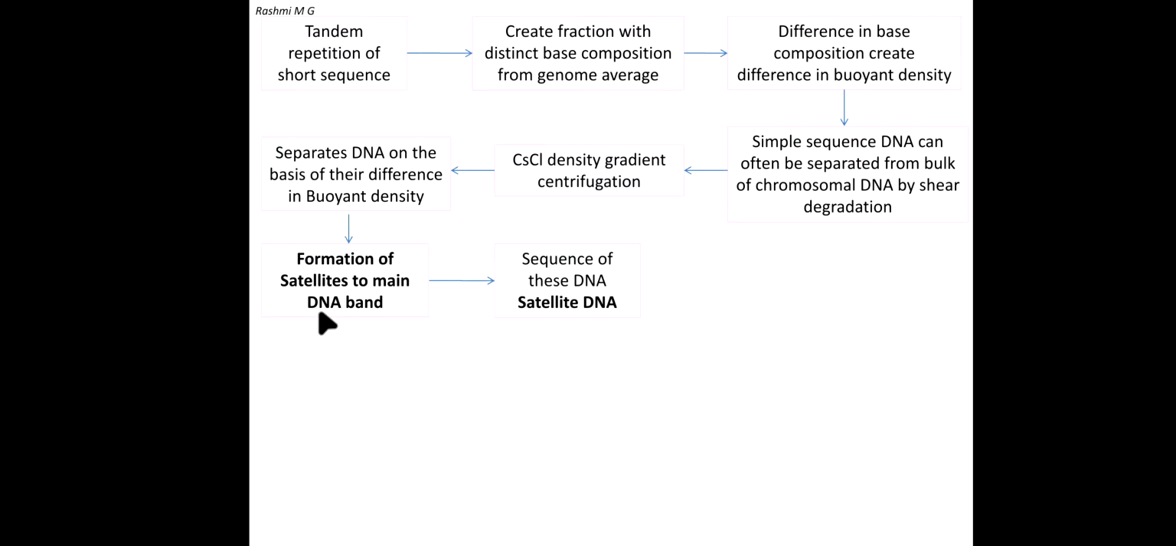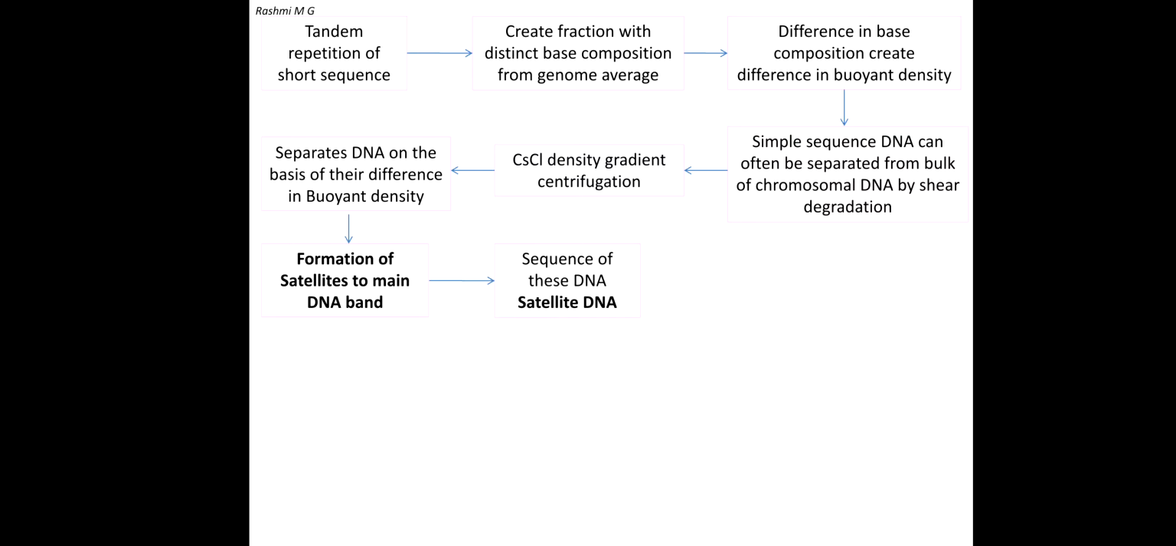Formation of satellites to the main DNA band. The sequence of this DNA is called satellite DNA. So what does this refer to? The tandem repetition of short sequence creates a fraction with distinct base composition from the genome average.